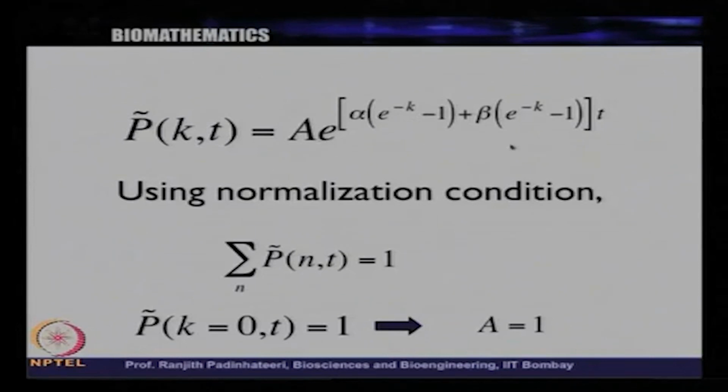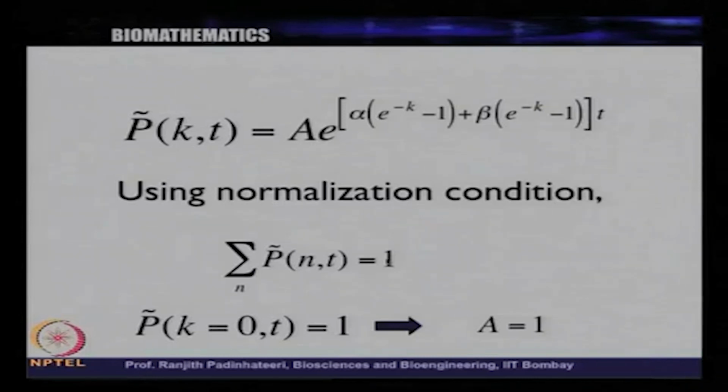So, this is the solution you will get. Now, what is A? How do we find out A? We can find it using the normalization condition. The normalization condition is that if you sum over all probabilities, you should get 1. That means, again another small typing error, there is no tilde here, it is sum over n, p_n has to be 1.